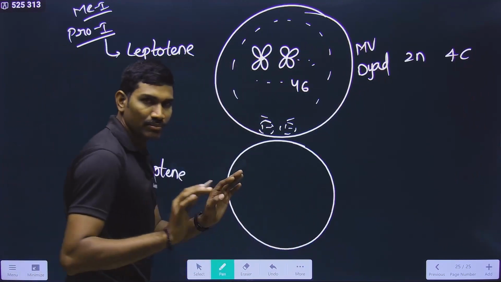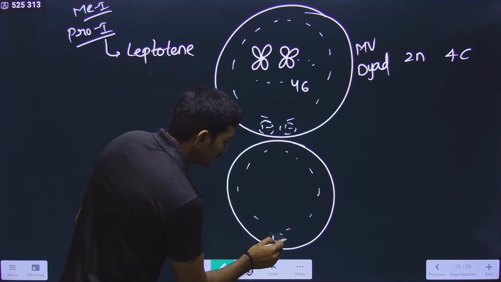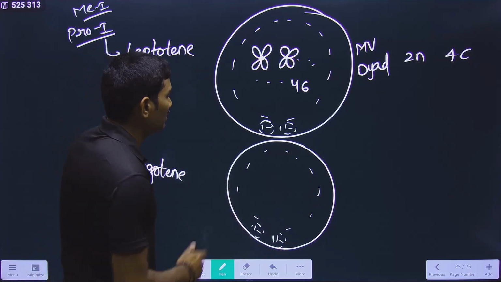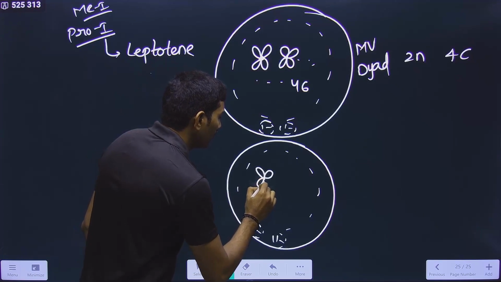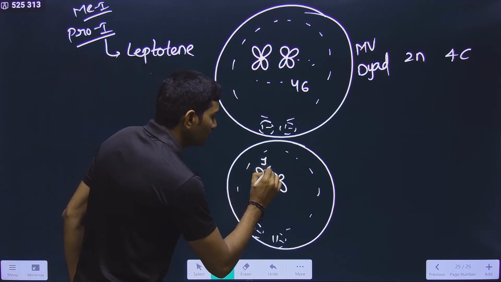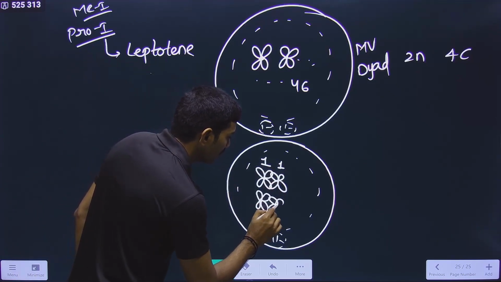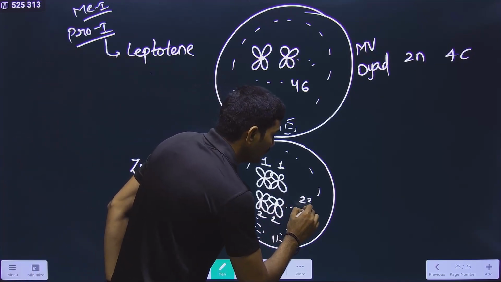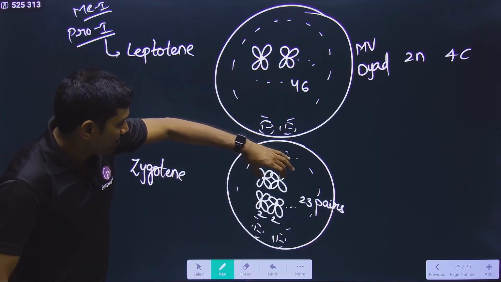In the case of zygotene, the plasma membrane is present, the nuclear membrane is undergoing breakdown, and these centrosomes, as I already said, slowly keep on moving to the opposite side. Nice. And what happens here is very important: pairing of homologous chromosomes will occur. Observe carefully. Suppose this is chromosome 1, this is also chromosome 1. Suppose this is chromosome number 2, it will pair with chromosome number 2. In this way, 23 pairs will be present.